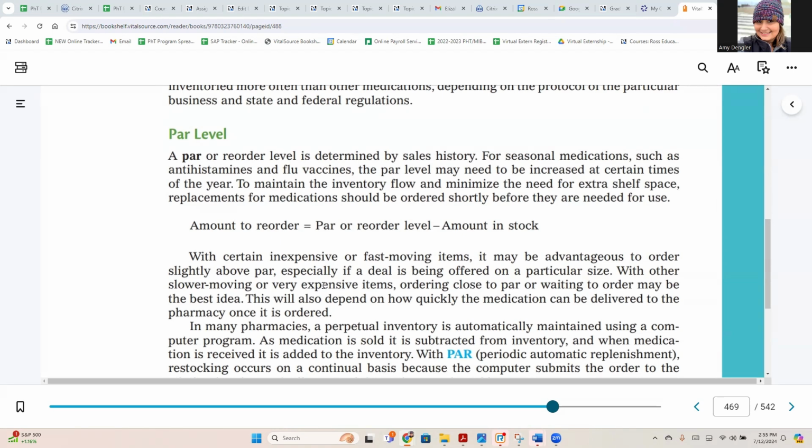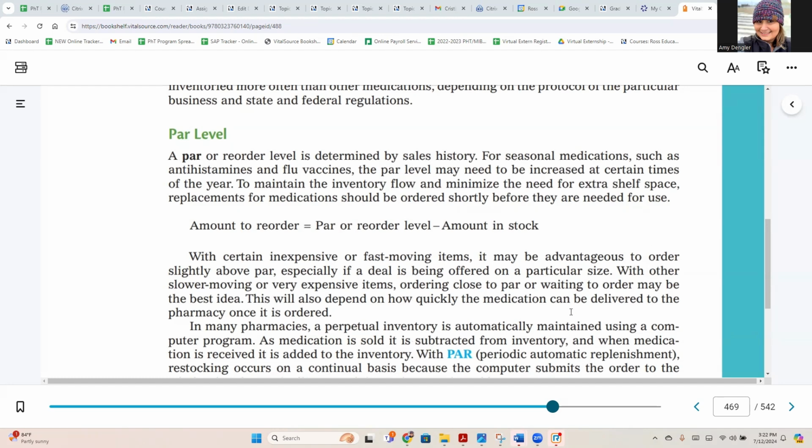So the amount to reorder is equal to the par or reorder level minus the amount in stock. With certain inexpensive or fast-moving items, it may be advantageous to order slightly above par, especially if a deal is being offered on a particular size. With other slower-moving or very expensive items, ordering close to par or waiting to order may be the best idea. This will also depend on how quickly the medication can be delivered to the pharmacy once it is ordered.